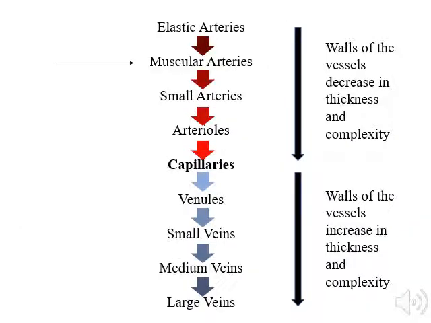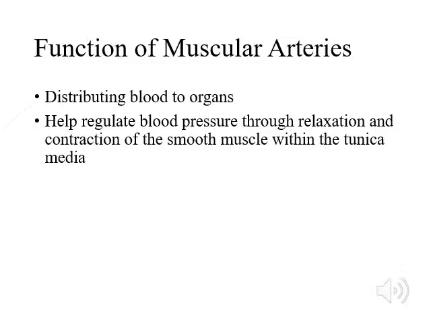Let's move now from the elastic arteries down to a slightly smaller artery, being the muscular arteries. Similar to the elastic arteries, they play a role in distributing blood to organs, and they do help regulate blood pressure through relaxation and contraction of the smooth muscle within the tunica media.